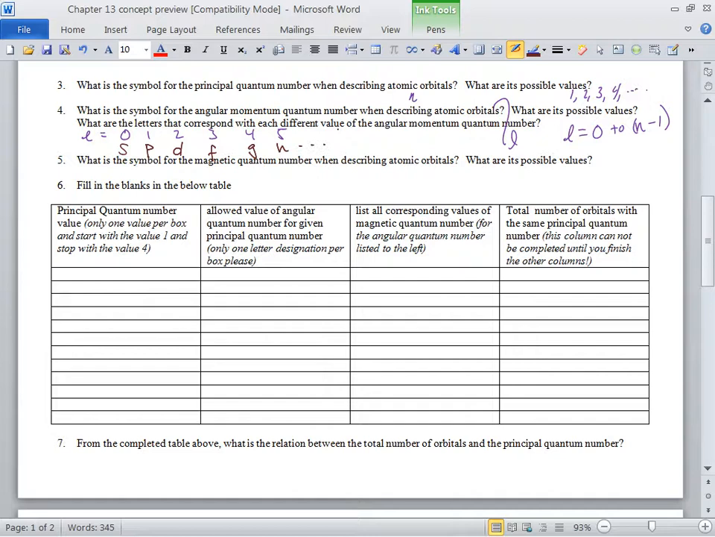Okay. What is the symbol for the magnetic quantum number? Look around when describing atomic orbitals. We had the angular momentum quantum number. That was the length of the arrow. You can actually get the magnitude of the angular momentum from that. Then we had the magnetic quantum number. What was its symbol? We had it last chapter too. It's m sub L. And what were its possible values? It went from negative L to positive L.